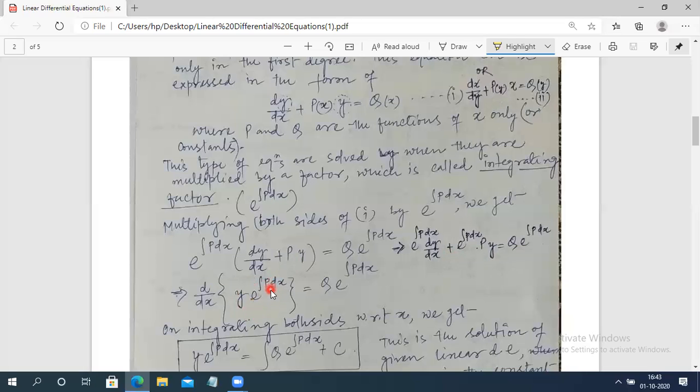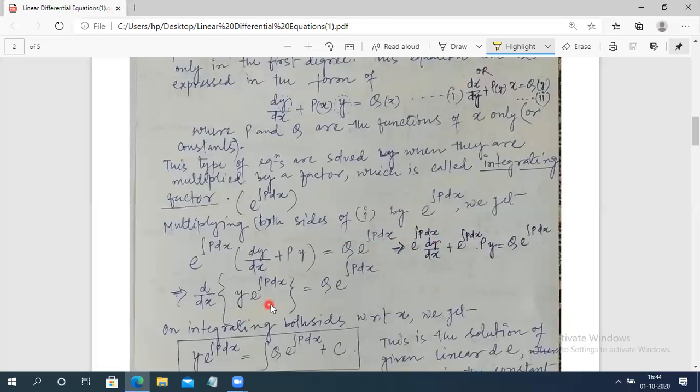d/dx of e raised to the power ∫p dx. And if we differentiate e raised to the power ∫p dx with respect to x, we'll get e raised to the power ∫p dx into p, because if we differentiate any exponential function, it will remain the same, so it will be e^∫p dx. But the power, if we differentiate this integration ∫p dx, we will get only p. So this is nothing but this.